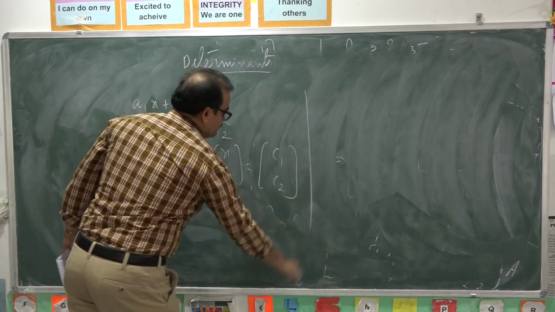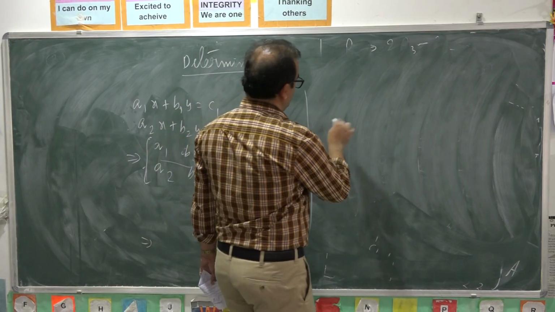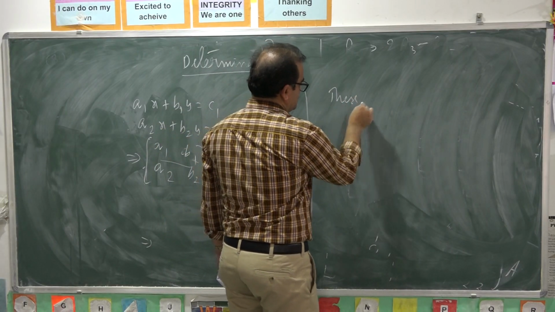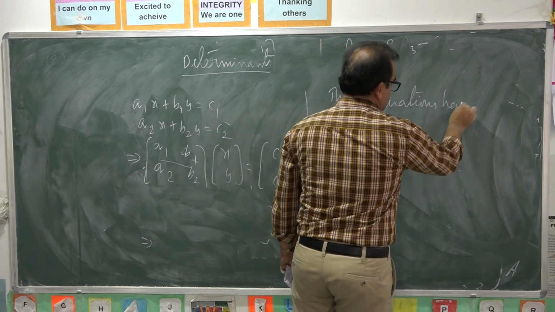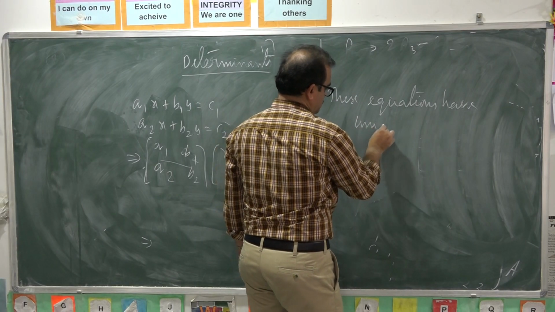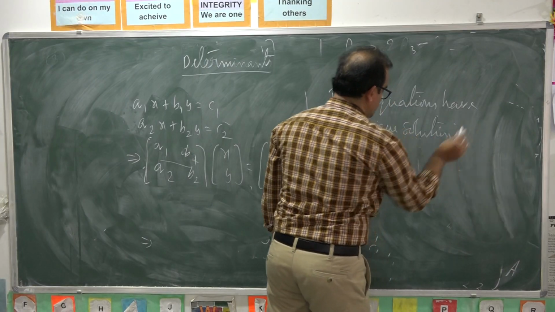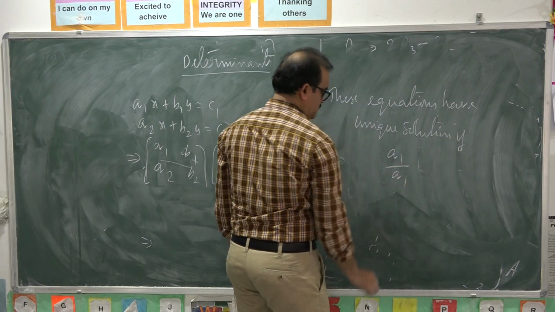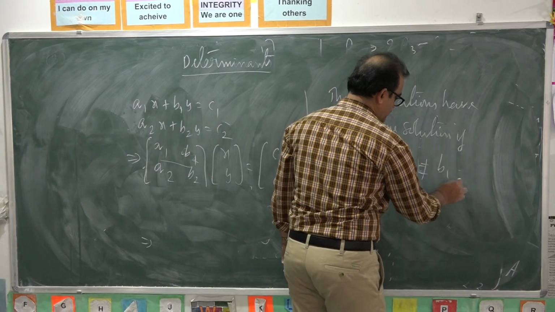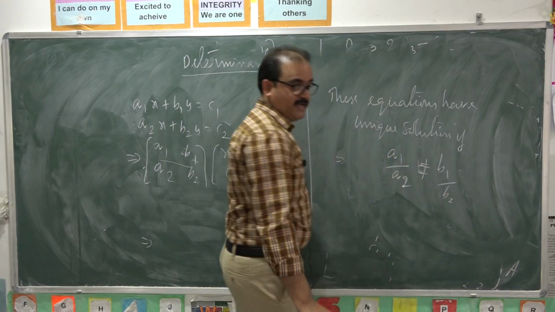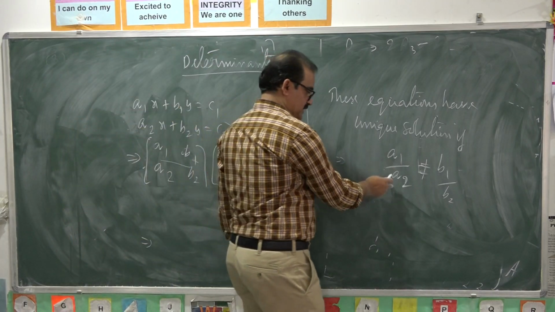Now here, these two equations have a unique solution if the ratio of x coefficients a1 by a2 is not equal to the ratio of y coefficients b1 by b2. These two equations have a unique solution if this condition is satisfied.